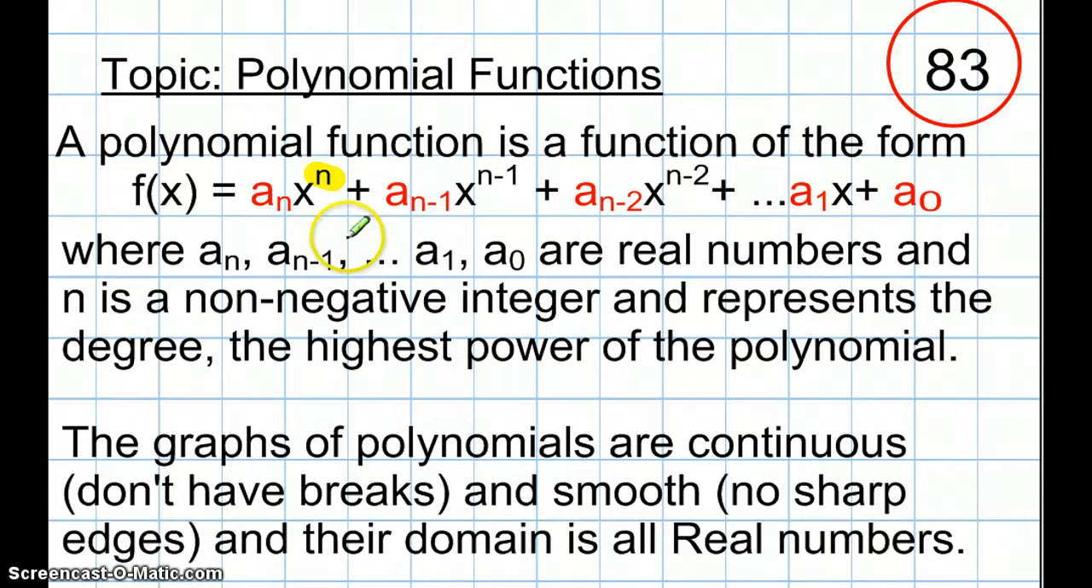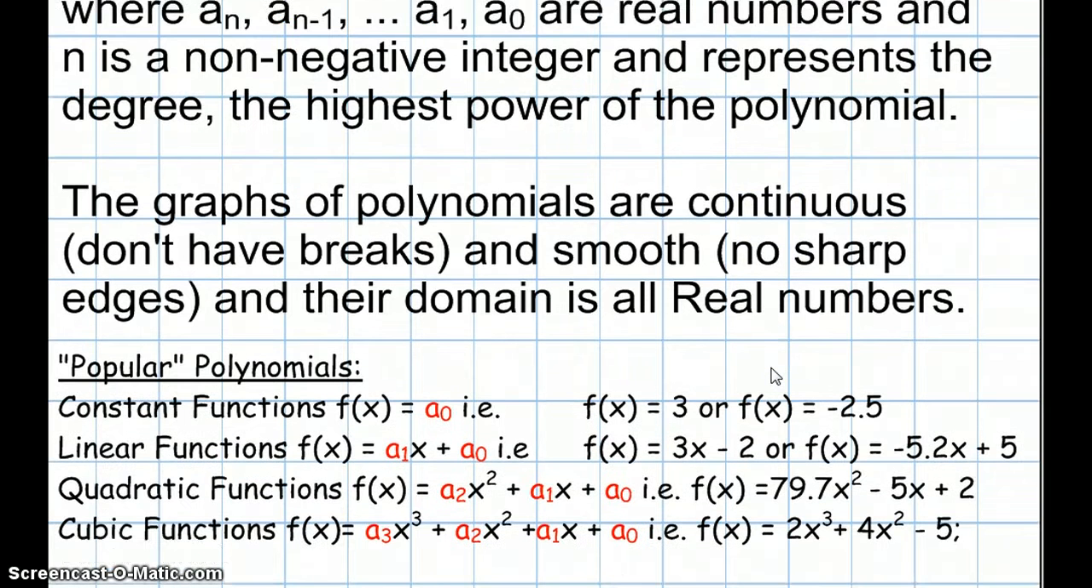But before we look at the examples, I want to explain why polynomials are so important. Number one, they're continuous, which means they don't have breaks, so you don't have to worry about any holes or gaps. And then they're smooth, which means they don't have any sharp edges. As a result, their domain is all real numbers. You can input any real number into a polynomial function and you will always get out an answer.